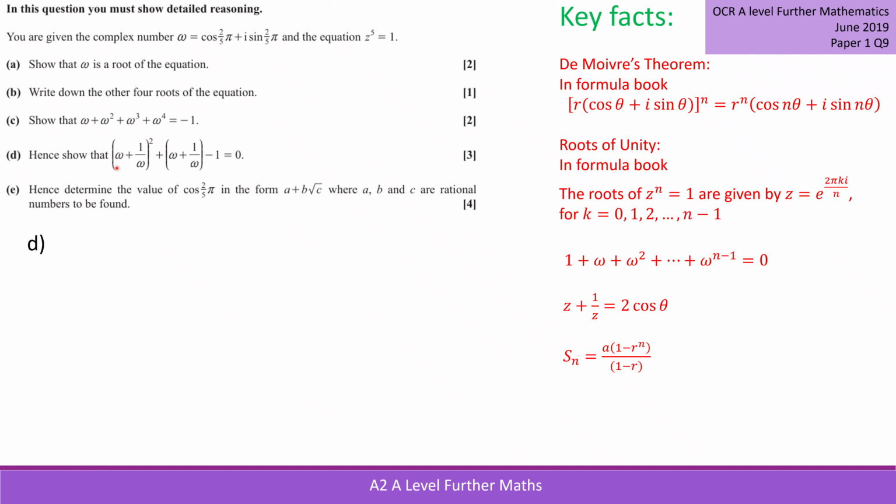So when you expand the brackets, you've got omega times omega is omega squared. Omega times 1 over omega is going to cancel to give you 1. And then when you do it again the other way, you've got another 1. So 1 plus 1 is 2. 1 over omega times 1 over omega is going to give me 1 over omega squared. So I've got omega squared plus 2 plus 1 over omega squared. This term stays the same, omega plus 1 over omega minus 1. So I'm just looking at the left-hand side of this expression here.